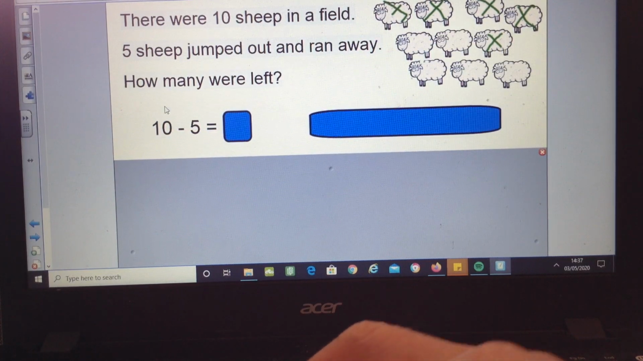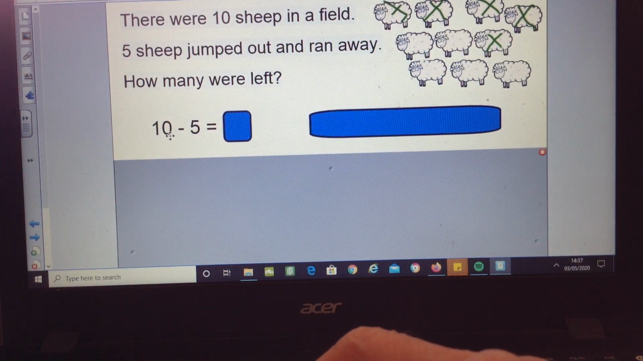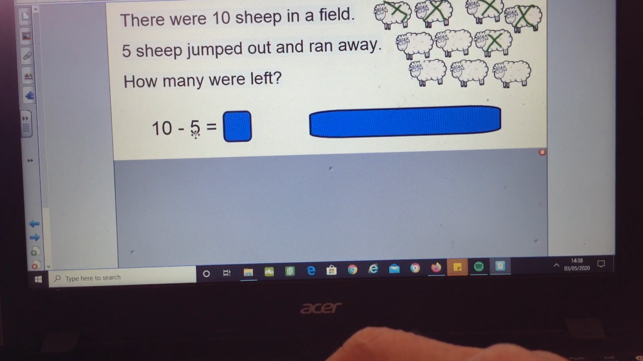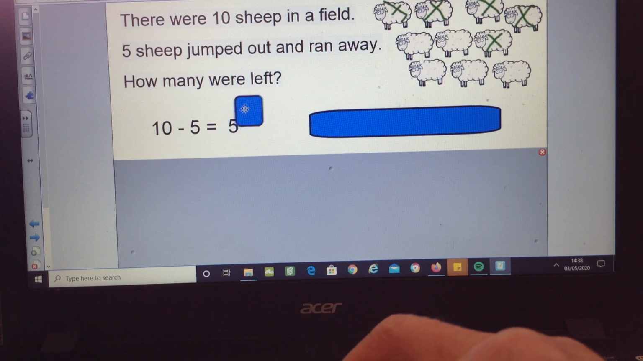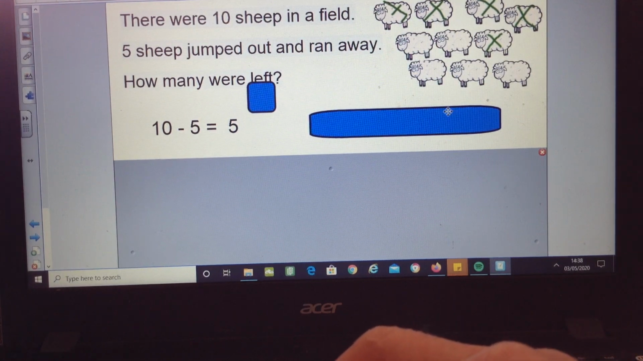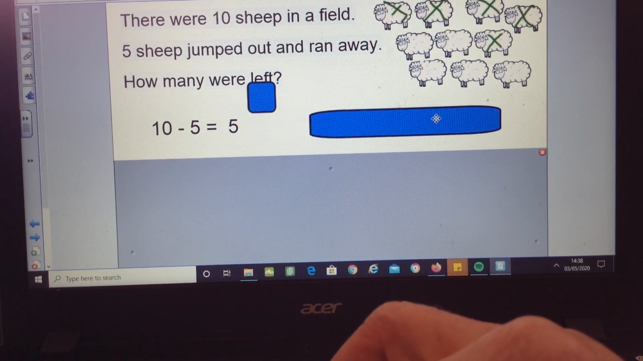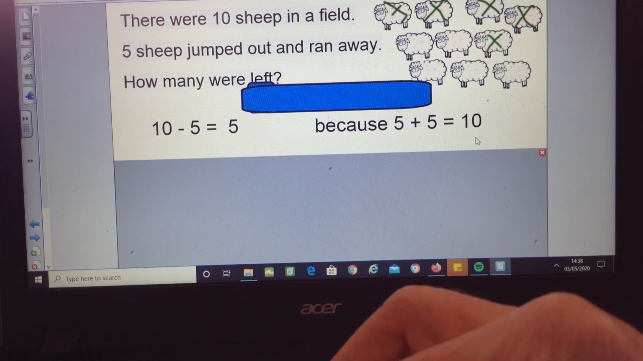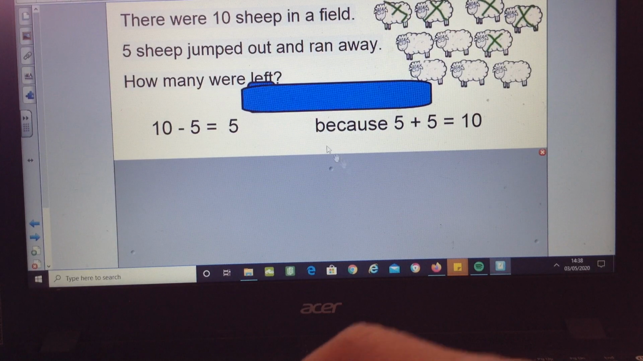Now one of the things that you've got to be able to do is write down your own subtraction. So there were 10 sheep, 5 sheep jumped out and ran away, 10 take away 5. My answer is 5. I've got 5 sheep left. And you might be saying, I knew that already because 5 add 5 is 10. That's how useful our doubles are, isn't it?